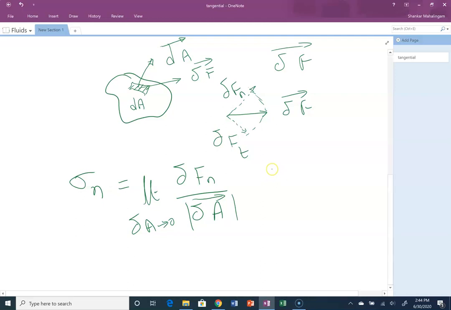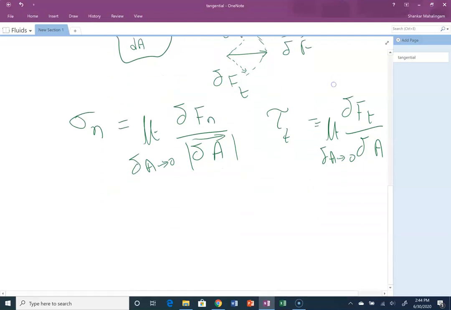In the same way, the tangential stress, I can think of that as tau. Tangential is going to be delta Ft divided by delta A, which I can leave as delta A, or I can put the magnitude of the vector in the denominator. I'll leave it this way. And formally, it is a limit as delta A approaches 0. So this will be my tangential shear stress.